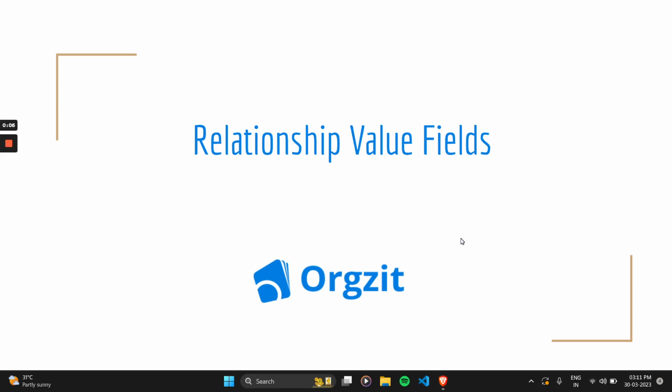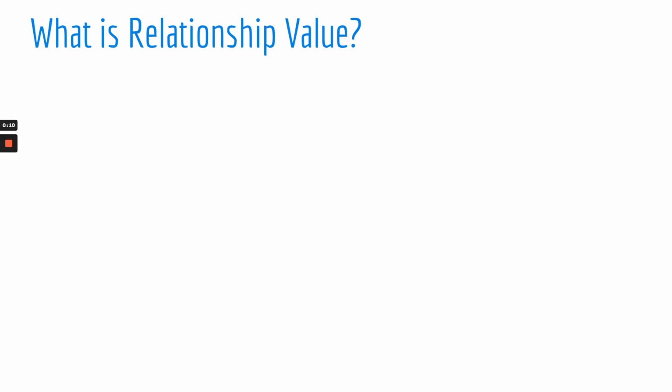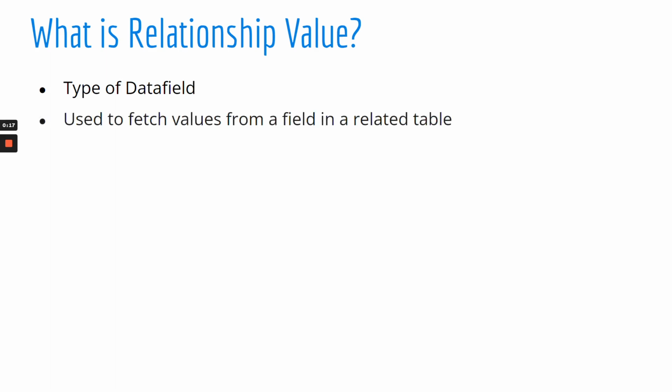And in this video, I'll be talking about relationship value fields. So, coming to the definition, relationship value field is a type of data field in Orgzit which is used to fetch values from a field in a related table.